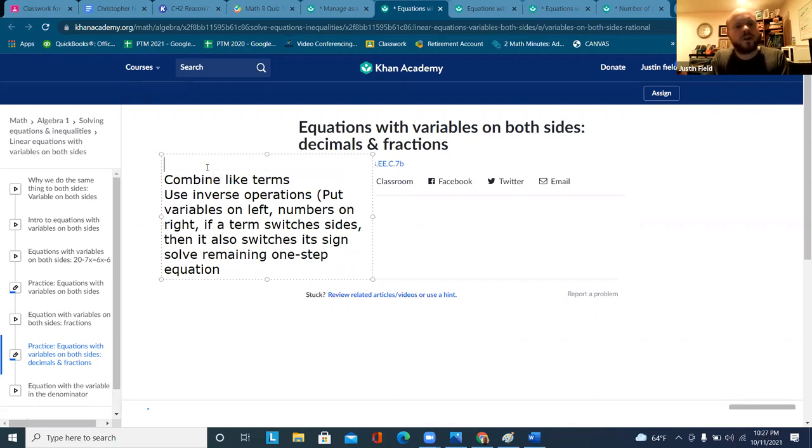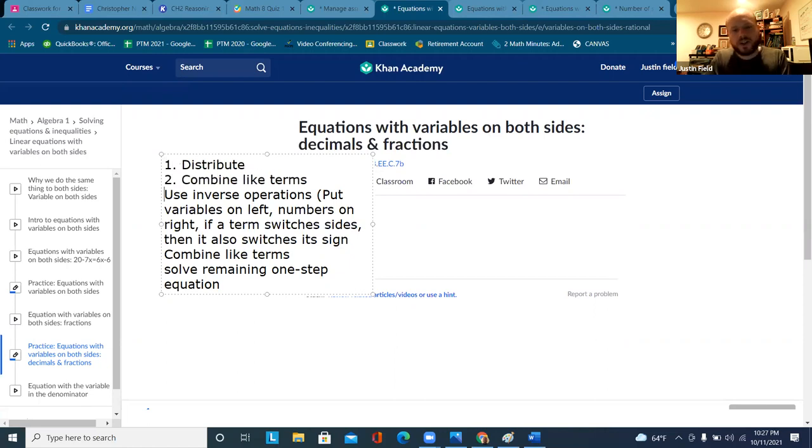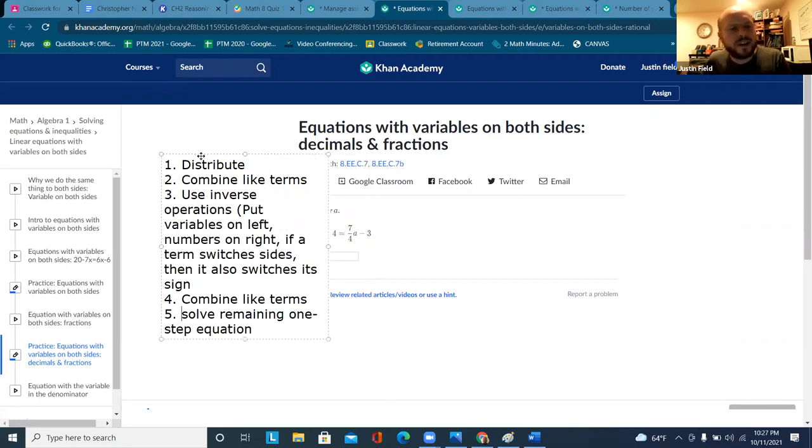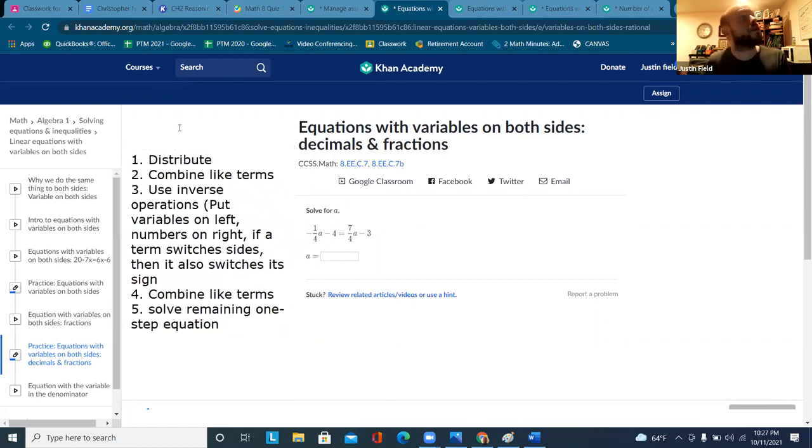So before we combine like terms, we might have to distribute. Combine like terms, use inverse operations. I should say combine like terms again. This is the basic process of all equations. Yeah, it's not too bad. I have simplified it into 5 easy steps for you. Make sure you have them written down.